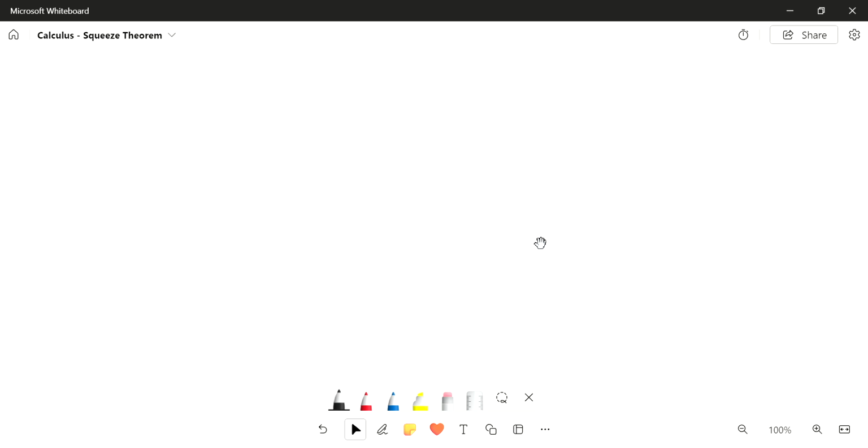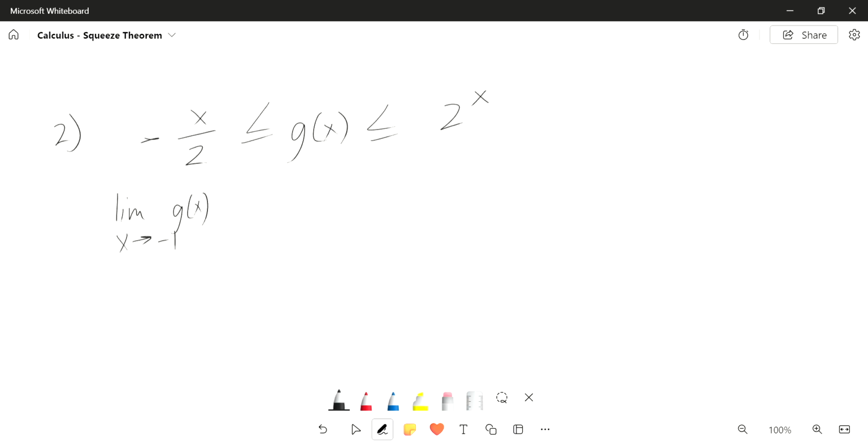So now for another function. Say g of x is in between 2 to the power of x and negative x over 2. Find the limit of g of x as x approaches negative 1.